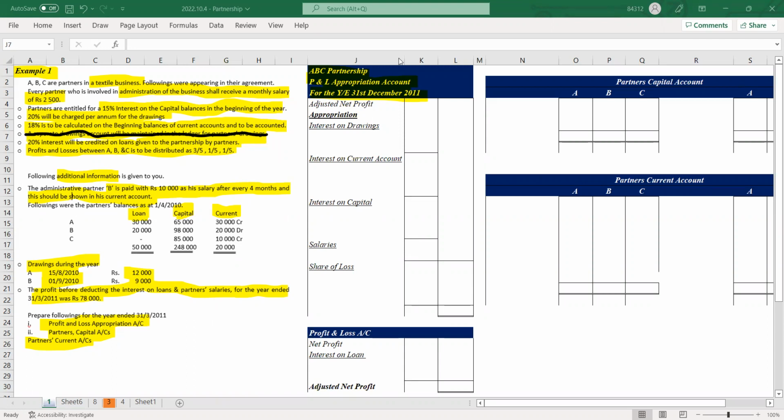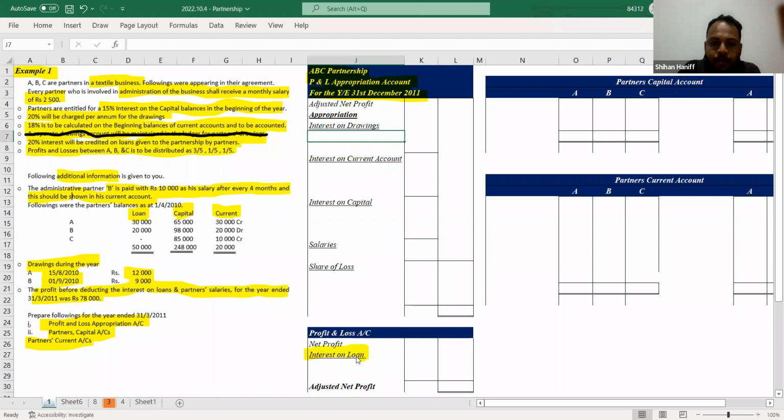Okay. So other than the appropriation account, capital and current accounts, we also need a part of the profit and loss account or the income statement. The reason is interest on loan is not an appropriation.